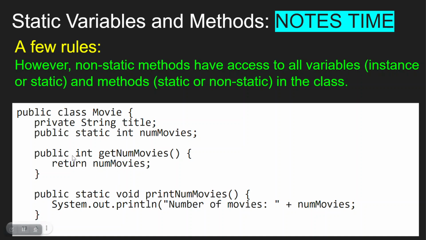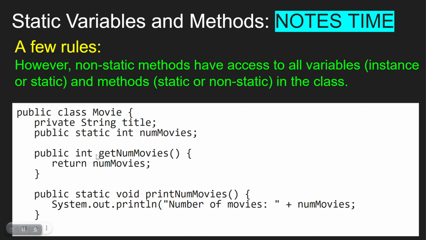And this is a non-static method that can access newMovies, even though this is a static variable. That's okay. Non-static methods can access both the instance variables as well as the static variables. And then down here, we've got public static void printNewMovies. And this is going to print the number of movies. And there you go. That would work okay. There's a syntax error here. Obviously, I'm neglecting the closing parenthesis, but you get the idea.